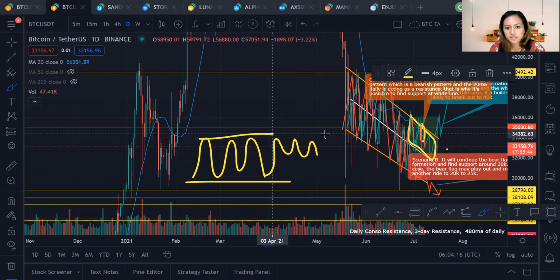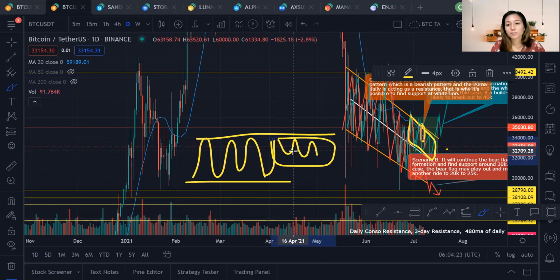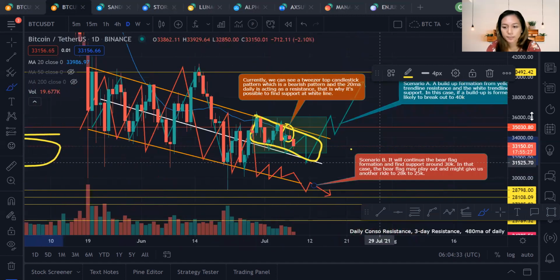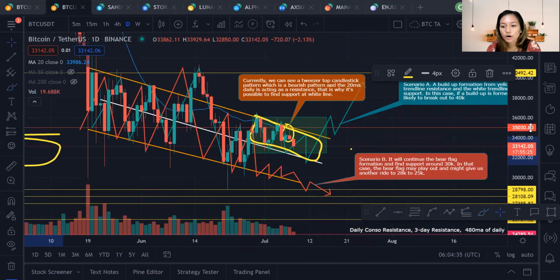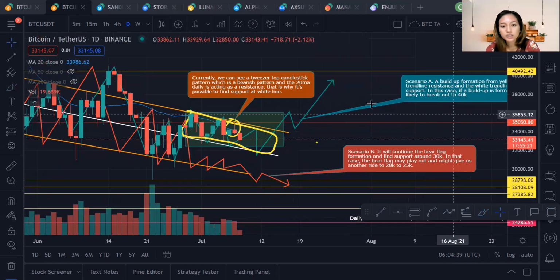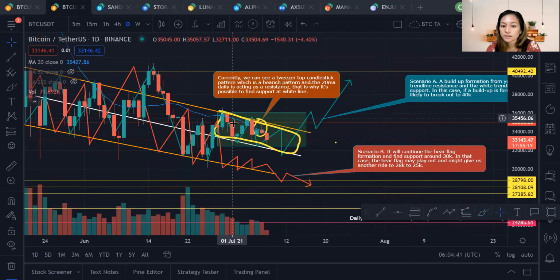Okay, that is a resistance. So this will be our build-up. And if it has a build-up, there is a 60% or 70% chance that it will break to the upside. That is what I can see in the Bitcoin daily chart. So that's one of the scenarios for Bitcoin. We can continue forming the build-up right here.